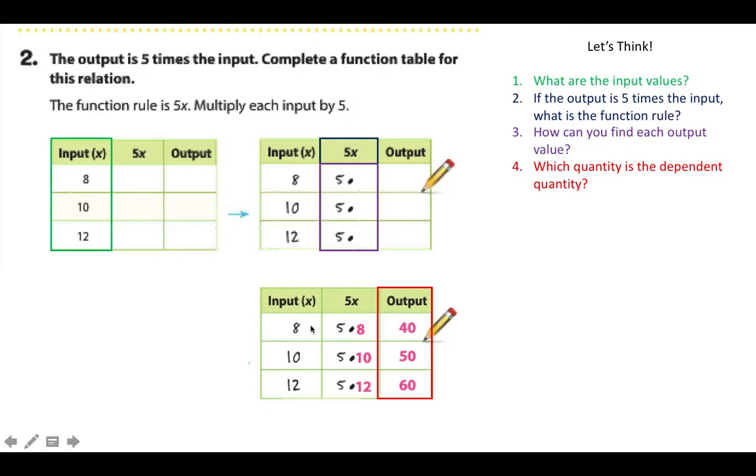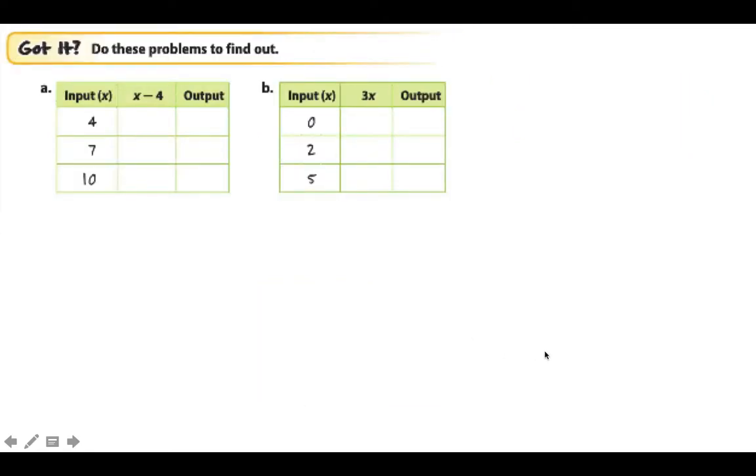When x is 8, the output is 40. When x is 10, the output is 50. When x is 12, the output is 60. But it's all dependent upon what values we have for x. Pause the video and try these 2 function tables on your own. So we're completing the function tables given the input values and the function rules.